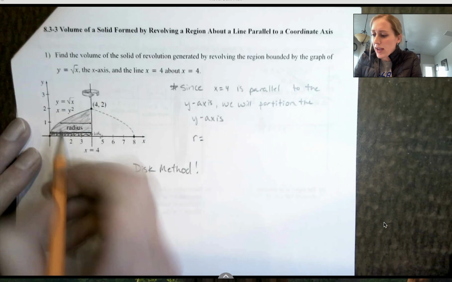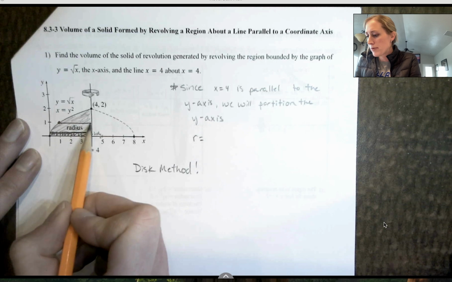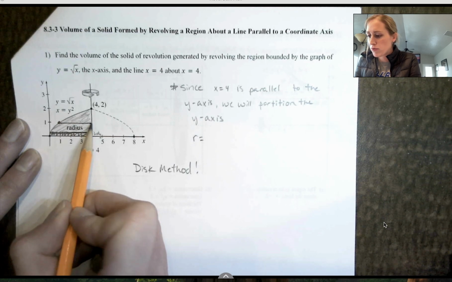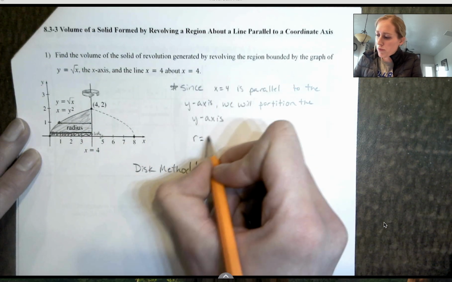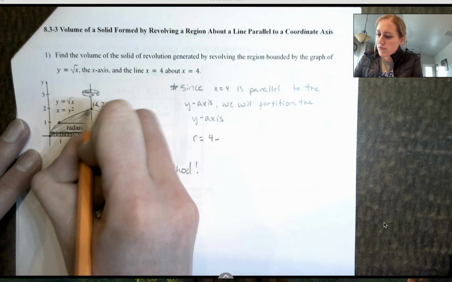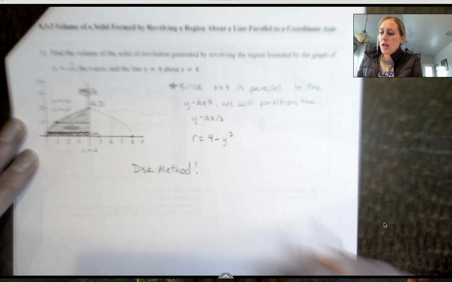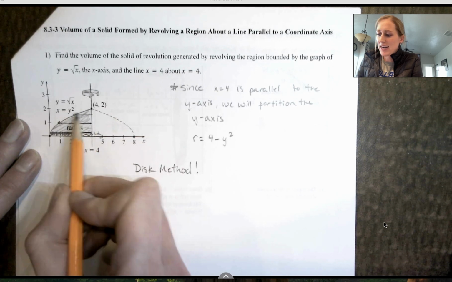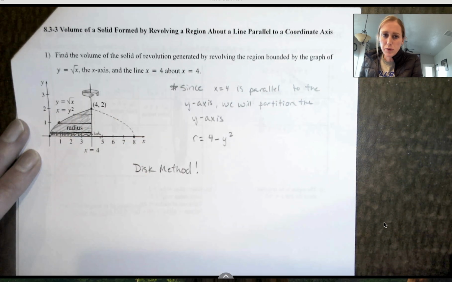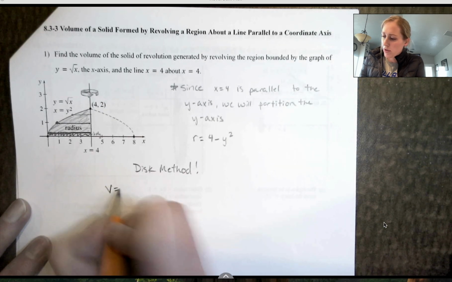So let's say I picked a point. If it was right here at 1, my radius would be 3, because I would do 4 minus 1. So that's exactly what we're going to do. We're going to do 4 minus this function, which is y squared. Here my radius is going to be shorter, and it's going to be 4 minus whatever that value is. And now I'm going to use the volume formula we were using before.